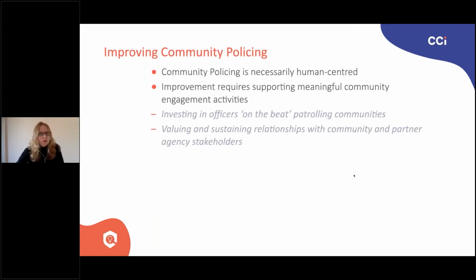But when it comes to improving community policing, what we believe is that community policing is necessarily human-centered. Improvement requires actually supporting meaningful community engagement activities. So it means investing in officers on the beat, patrolling communities, valuing and actually sustaining the relationships that they have with the community and with other key stakeholders.